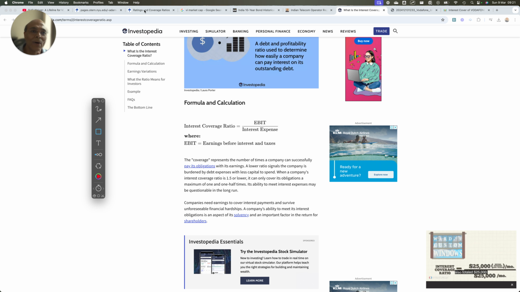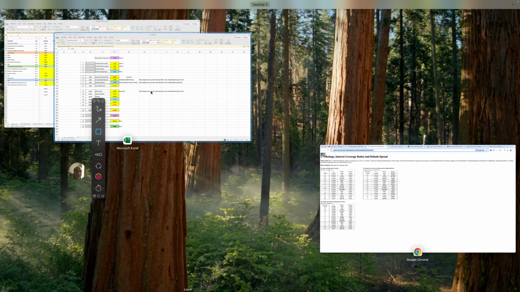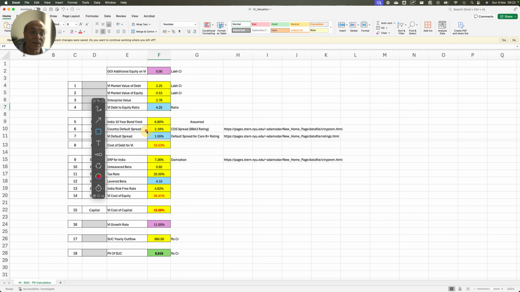Now this is how the default spread is calculated. Here you are assuming an interest coverage ratio of 2.25, which I think is not the correct interest coverage ratio, because Vodafone Idea's interest coverage ratio is actually negative, right? Its earnings are going to be less than the interest they are paying. Actually not negative, it is a fraction. So its default spread will be pretty high. But instead of that, we had taken a default spread of 1.55.